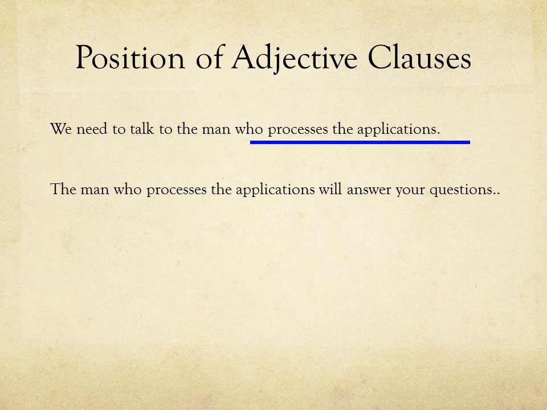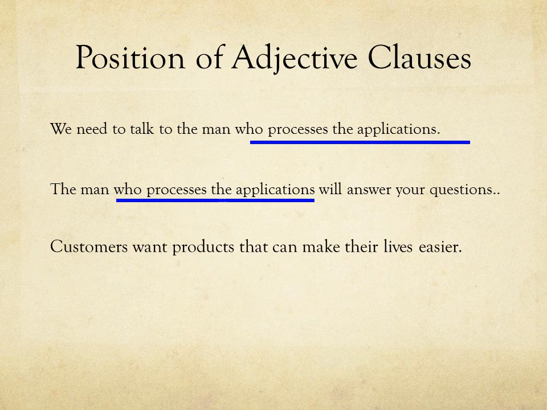Let's look at another example. In this case, the adjective clause follows the subject of the sentence, so it does not appear at the end. It appears inside the main clause, that is, it is between the subject and verb of the main clause.